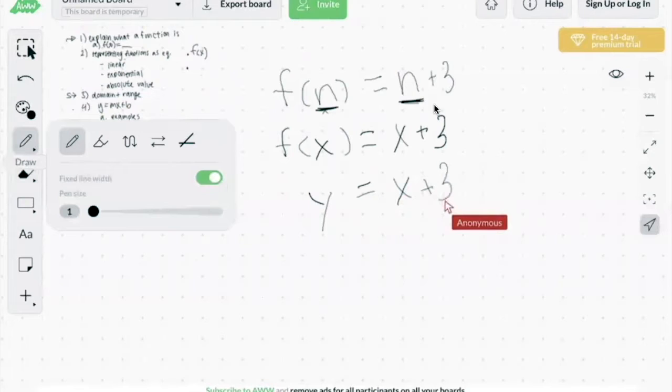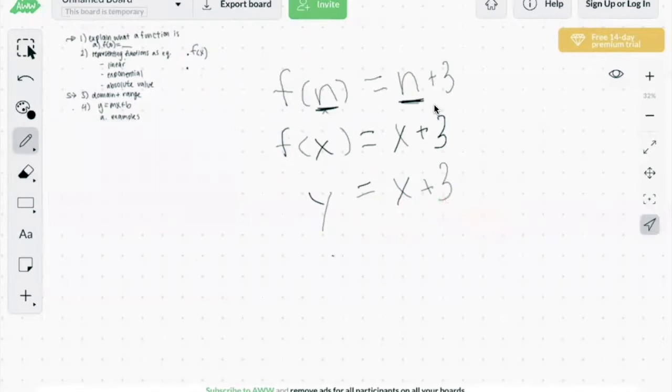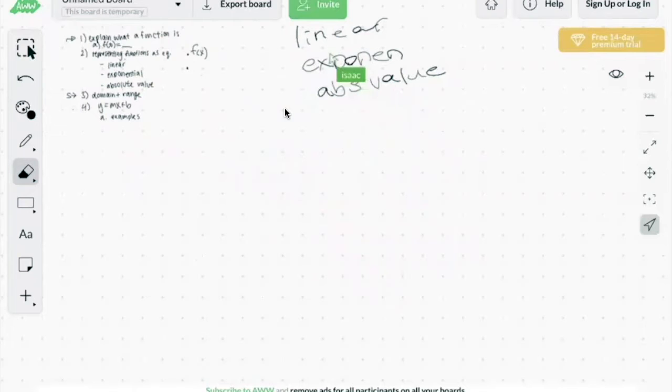With that, we are going to go into how these kinds of functions, like y equals x plus 3, will show us what a graph will look like. These are some of the examples of functions. And in a graph, you have the y-axis and the x-axis.